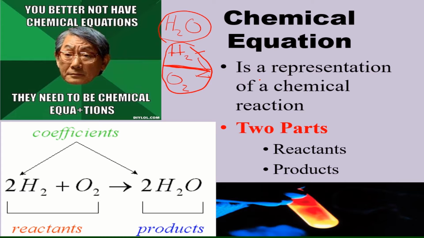So a chemical equation is a representation of a chemical reaction. This representation has two parts, the reactants and the products. If we look at this part here, the numbers before their chemical symbols are the coefficients. The reactants are those elements that combine, forming a product.